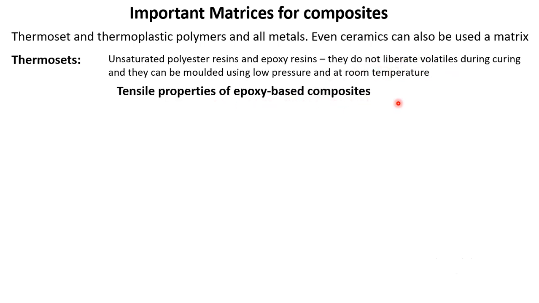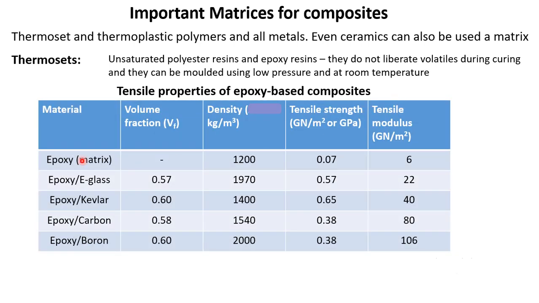Tensile properties of epoxy based composites. So let's look at some epoxy based composites. For example, this is the matrix. The matrix is the epoxy with glass fiber, Kevlar fiber, carbon and boron. And we have the volume fraction which is close, 0.57, 0.6, 0.58, 0.6, so very close to each other. And we have the density of these composite materials.